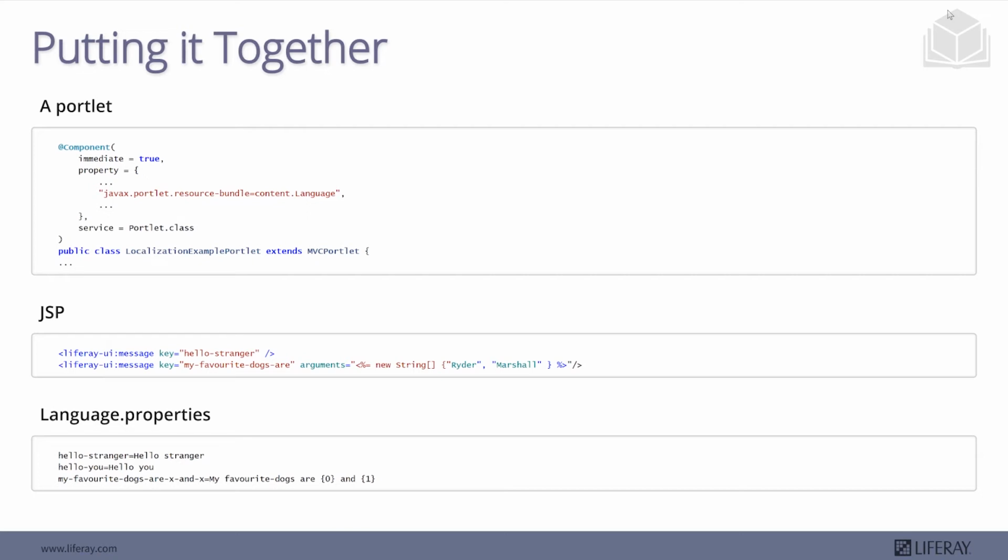Part two, over in our JSP, we have a specific key there, hello-stranger, and we can provide the value of that key down in the language.properties file. So hello-stranger is equal to Hello, with a capital H, and then stranger. And then we can go on and on with this.